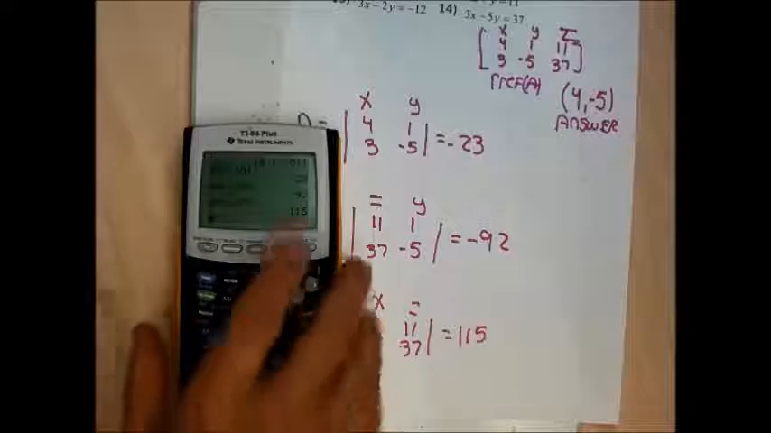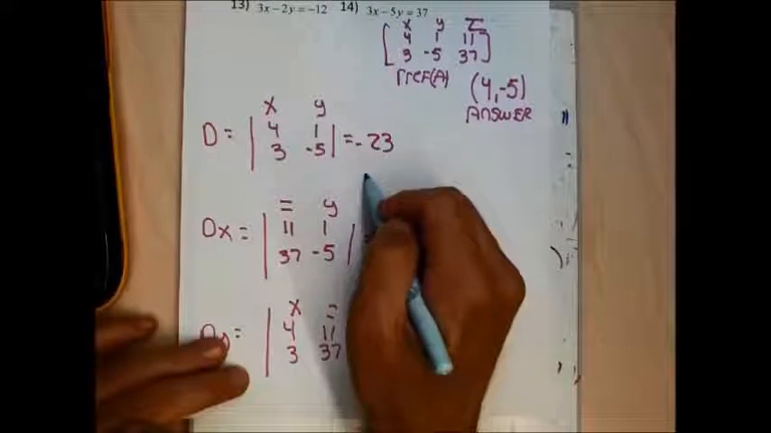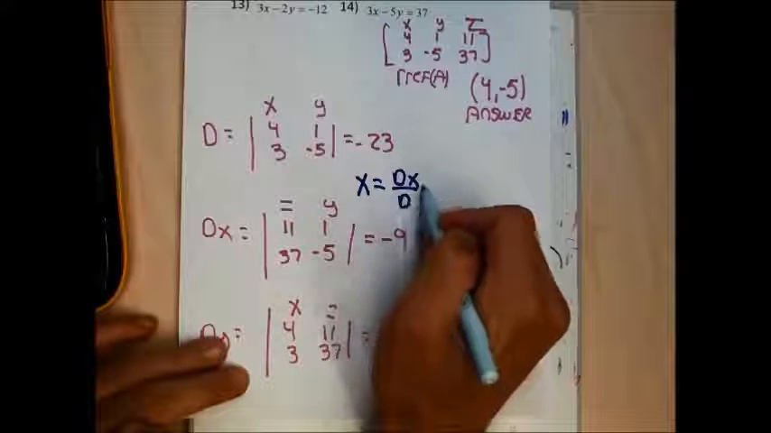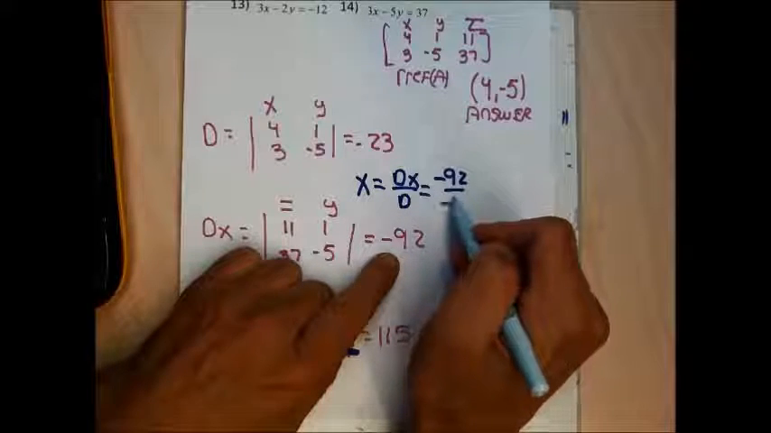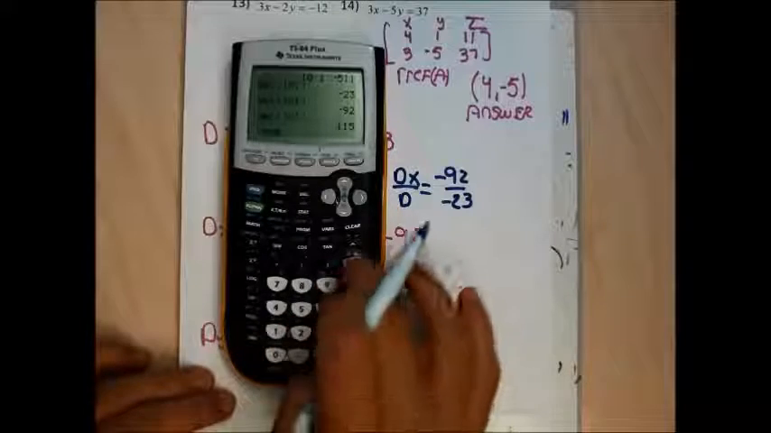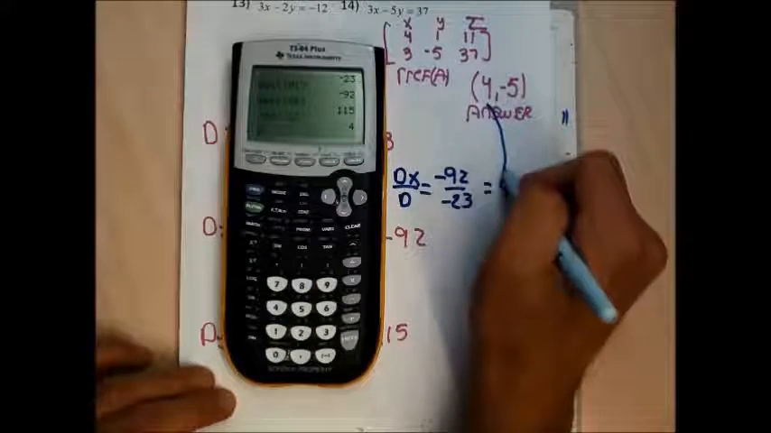Almost done. Now I just need to find out the answers using my strategy of Cramer's Rule. x is the D sub x number over the D number. The D sub x number is negative 92. The D number is negative 23. And when you go negative 92 divided by negative 23, you get positive 4, which is exactly what it needed to be.